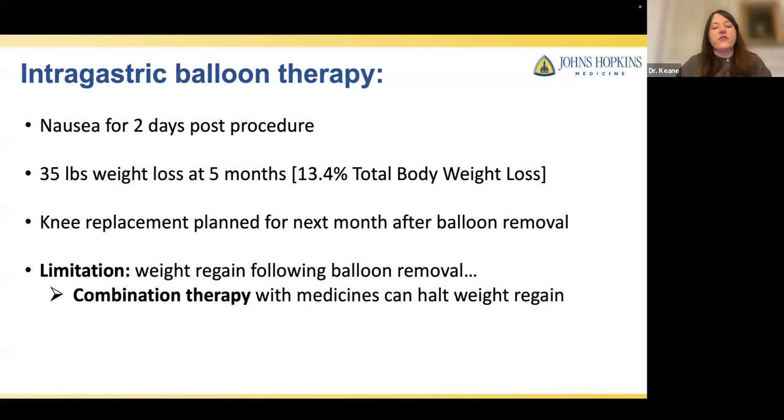So one limitation of the gastric balloon is that we always worry about what happens once the balloon is removed. Could the weight come back on? And yes, it can. Now look, it depends on each case. In this scenario, I know she's going to get back to a much more active life, playing with her grandkids. I don't think that's going to be such a problem. But if it does happen, we can employ combination therapy with medicines. And this is something that's very useful to halt weight gain and something that our multidisciplinary team can talk to you about.